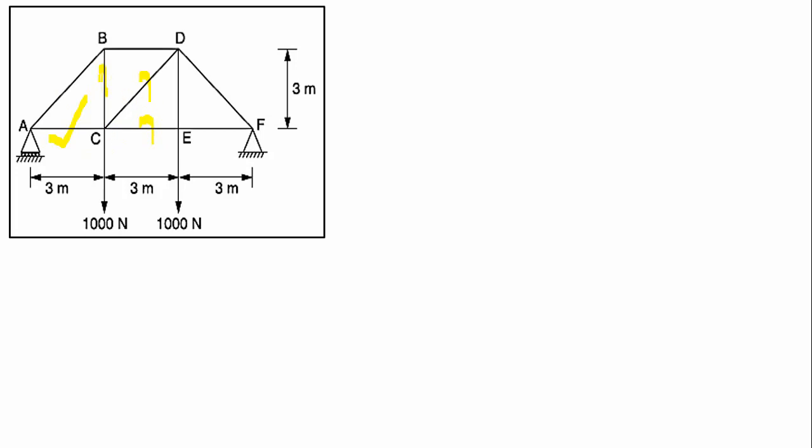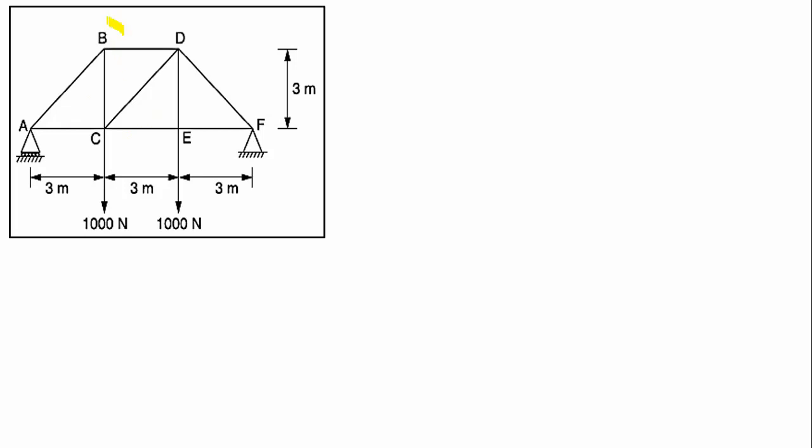Why? Because I don't know the member forces in these 3. So we only have 2 equations of equilibrium, and therefore we cannot solve this joint C. What we have to do is select a joint in such a way that it has a maximum of 2 unknowns, right?